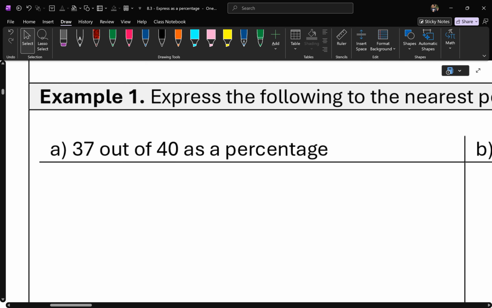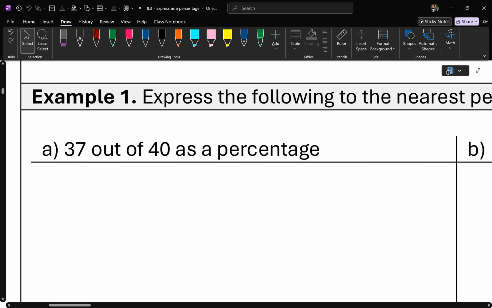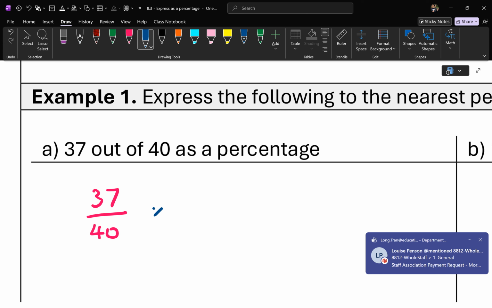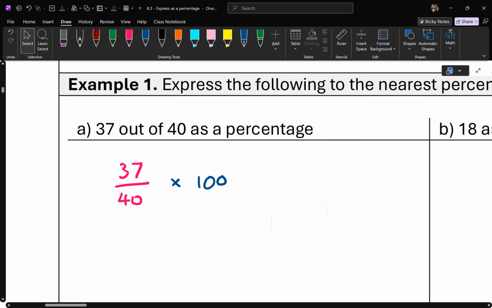Say you got 37 out of 40 for your test, and you want to know that as a percentage, kind of like how I gave you your marks back and I didn't give the percentage. If you want to work it out, 37 out of 40 just means 37 over 40. So that's a fraction. But if you want to convert it to a percentage, what was the thing I just told you? How do you convert it to a percentage? You times 100. Literally.